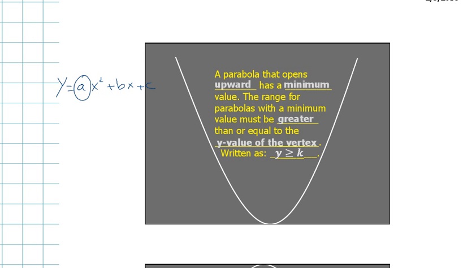That a value, if a is negative, you see the negative starts with an N? And what shape is N? Which way does it open? Down. It opens down. So then your parabola will open down, because negative starts with an N and N opens down. Is that a trick for you to remember? If a is negative, then your graph is going to open down.